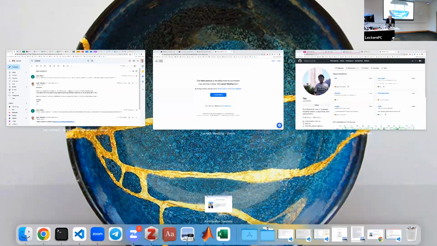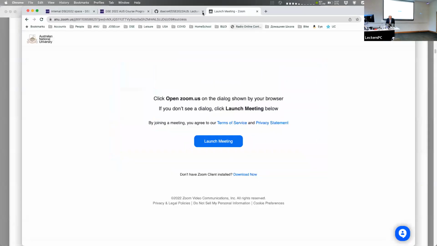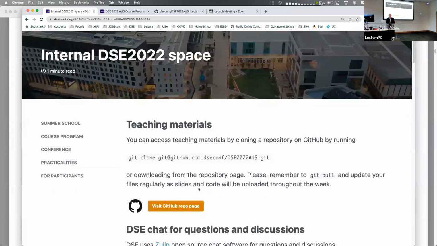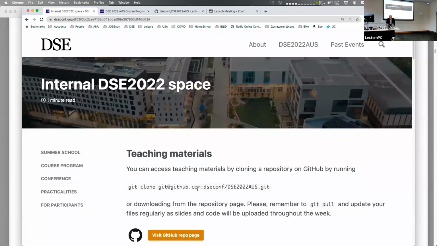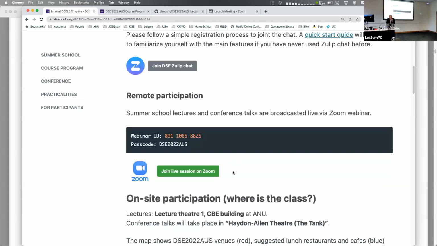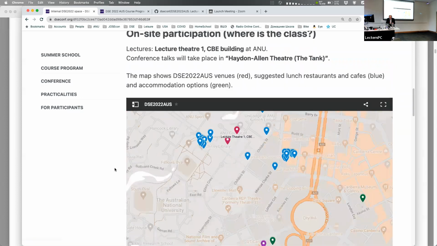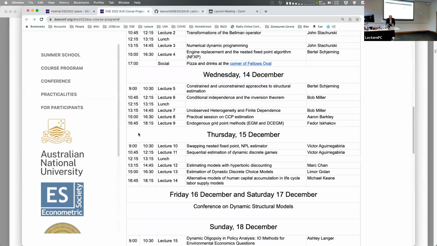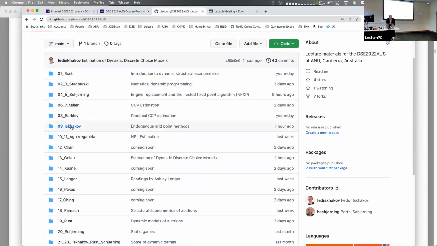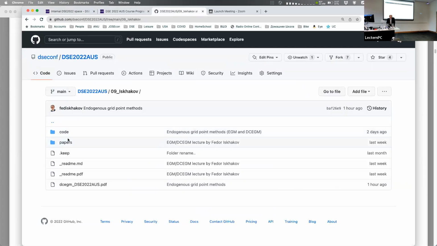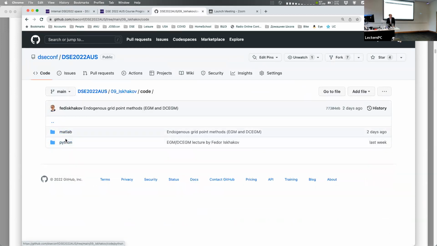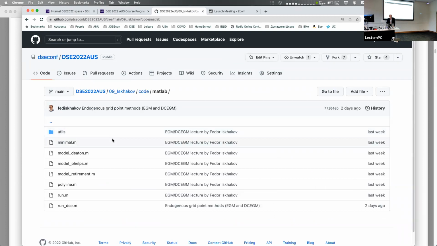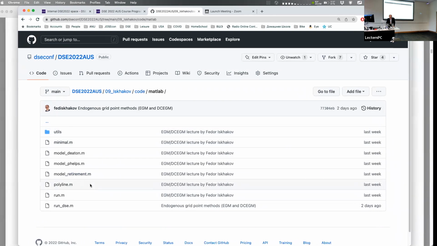So the repository for the course would be here. Everybody has access to this internal page, right? With the links to all the necessary things. And I really hope you can also make use of the list of the participants. I'm looking at the code in this directory 09. In code, you can see MATLAB and Python implementations. They're slightly different, but convey the same ideas. So I'm going to be running this code here.